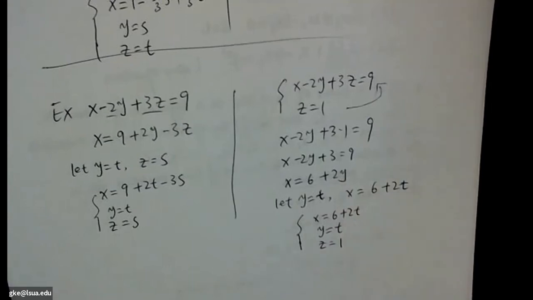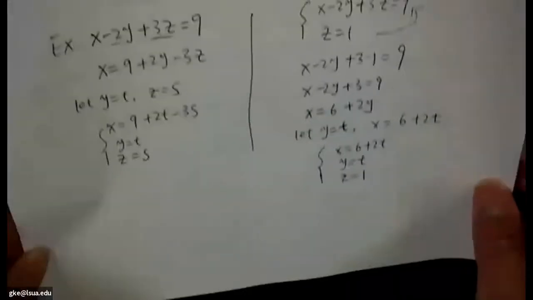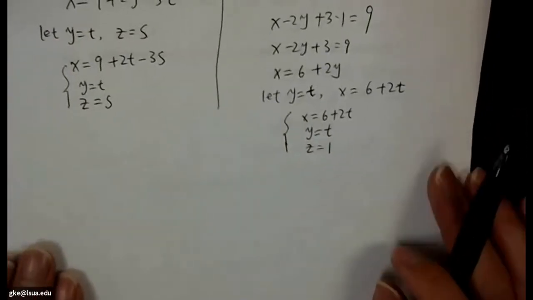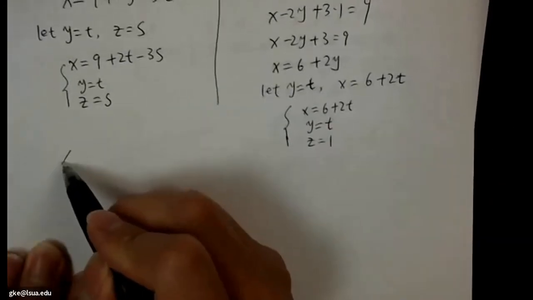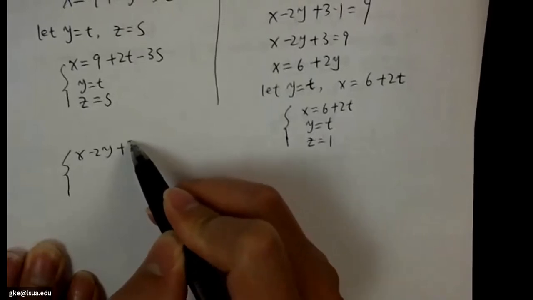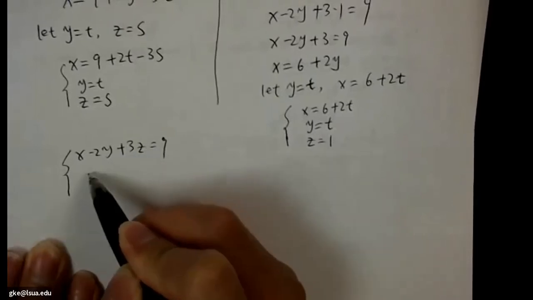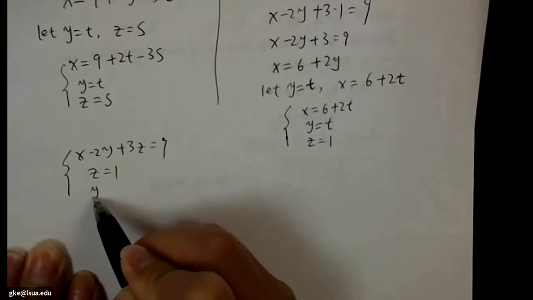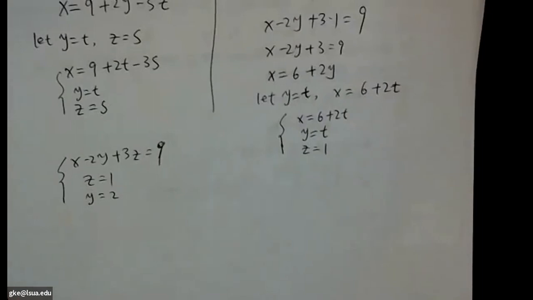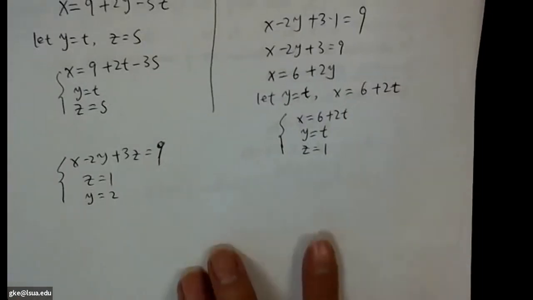Very good, very good. And I'm going to give you guys another one. I changed it a little bit. This time I put another condition, z equals 1, y equals 2. So try it by yourself.